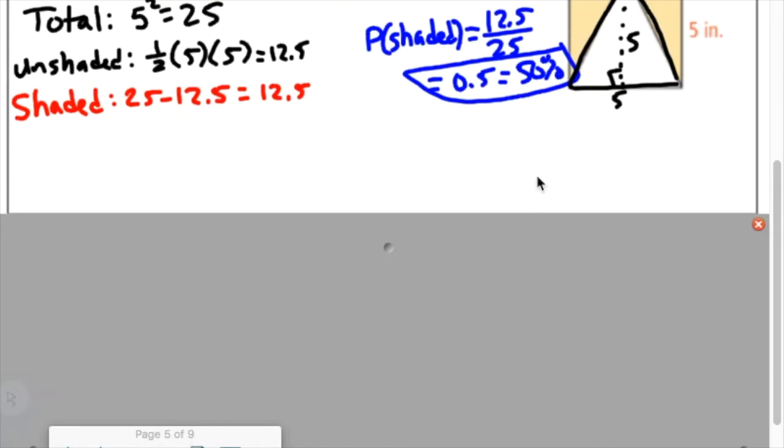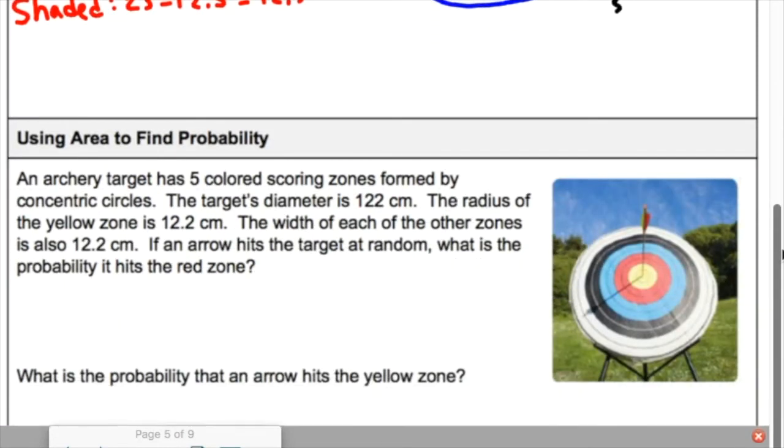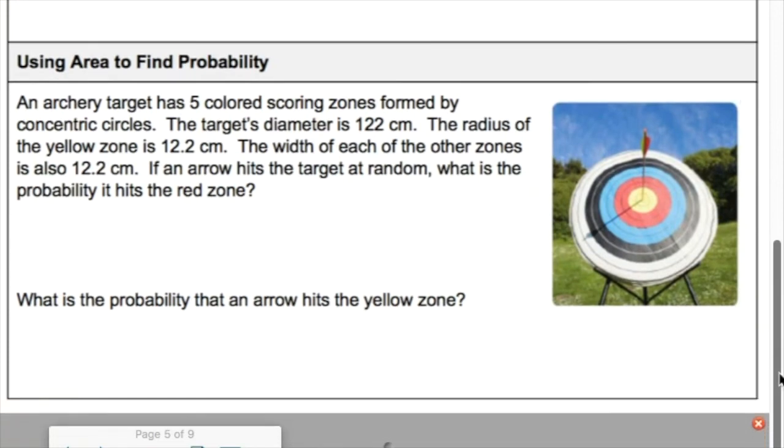Okay. Feel free to pause and check my work again, and rewatch the first example to see if there are any questions that you may have. Okay. Last one we'll do here in the last couple of minutes that I have on the video is this archery target. It has 5 colored scoring zones.